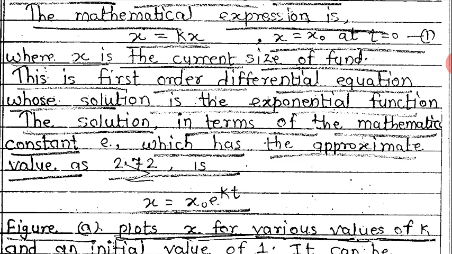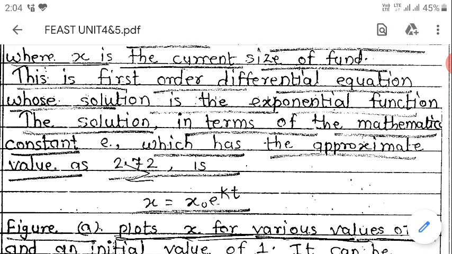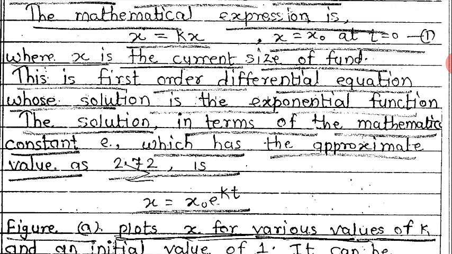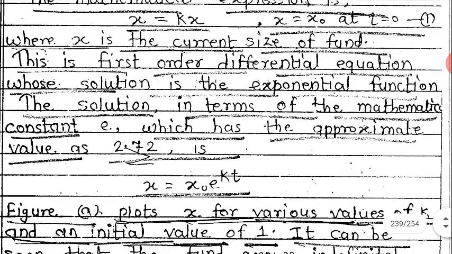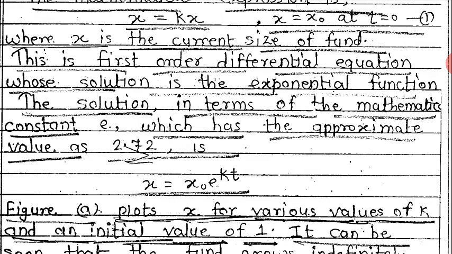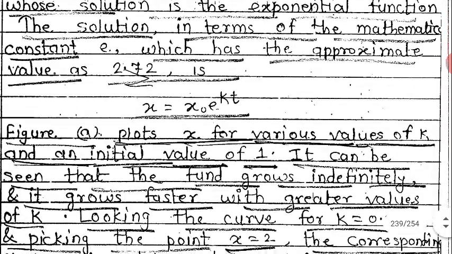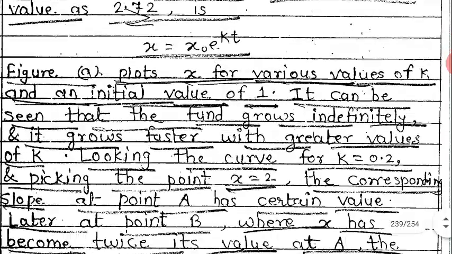This is a first order differential equation, and the solution of this differential equation is given as x is equal to x naught e raised to k into t, because the integration of this model gives the exponential solution. The value of e is approximately equal to 2.72. So we have x for various values.